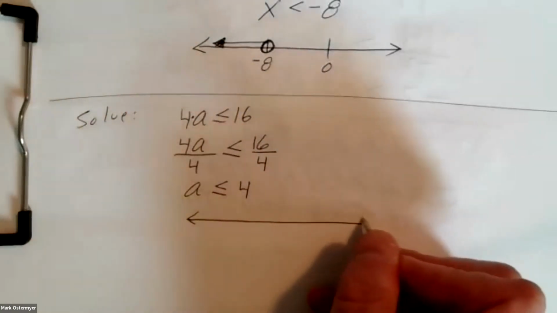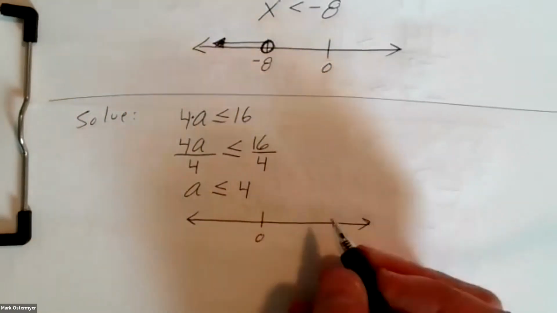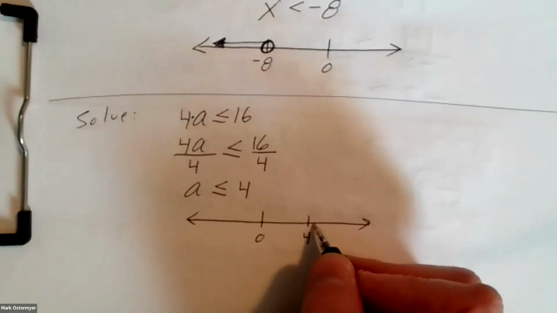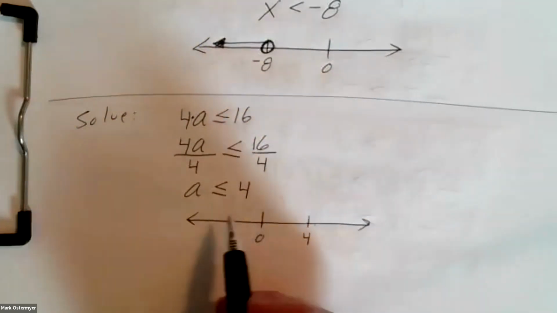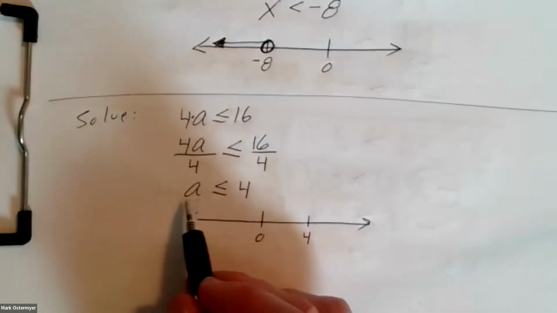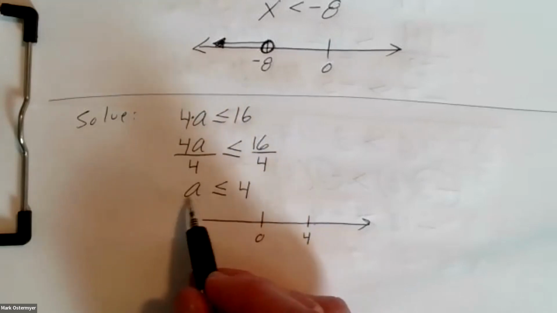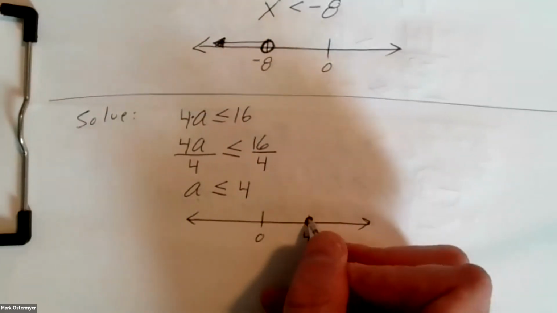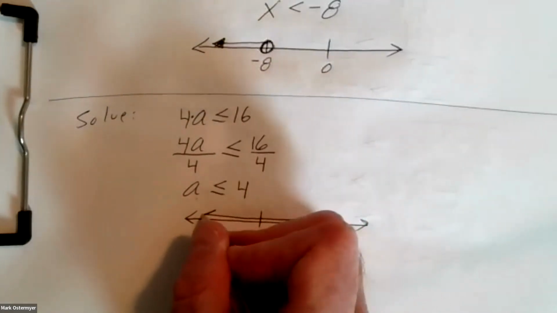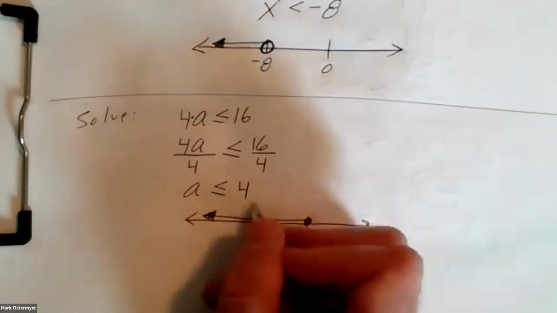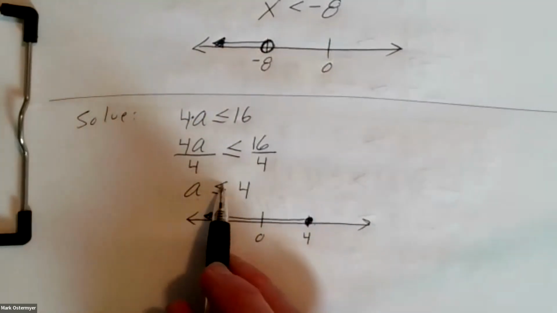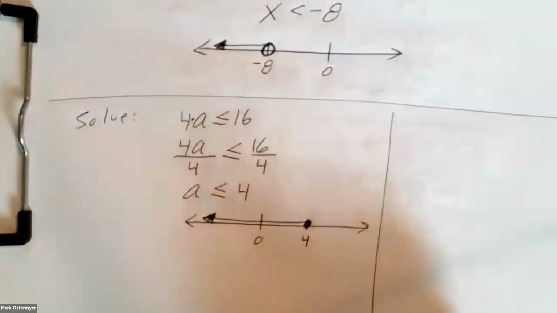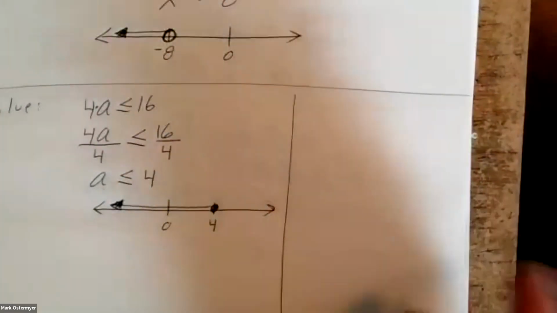I would like you to also be able to graph it. Put 0 on the number line for reference. 4 is positive. It's to the right of 0. Do I put an open or closed circle on 4? Is 4 to be included in this solution set? The answer is yes. So therefore, we have a closed circle on 4. And we shade to the left to encompass solutions that are less than 4. Any number that's less than or equal to 4 is a solution to that inequality, and we're done with that problem. Any questions how we solve that one?